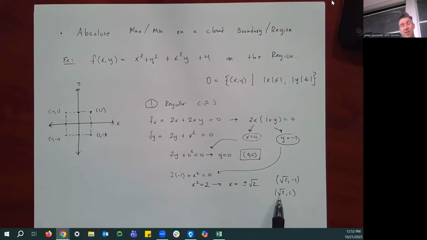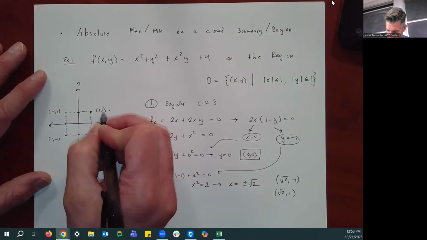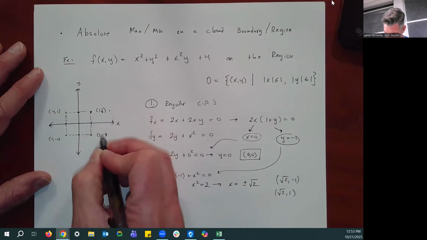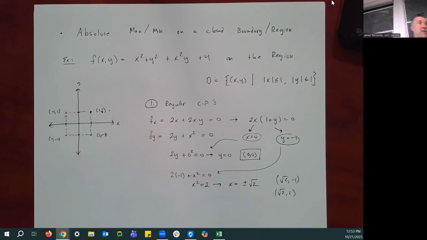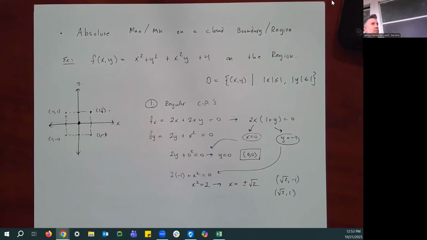The square root of 2 is a number that is bigger than 1. You'd be looking at points that were like, essentially where I've already drawn things, kind of like right here and right here, outside of the region. So those are no good. So that's another thing that's important to say. When you're finding the critical points, they have to live inside the region or on the boundary. If they're outside of it, they're out. So far we've got one critical point to consider at (0, 0).